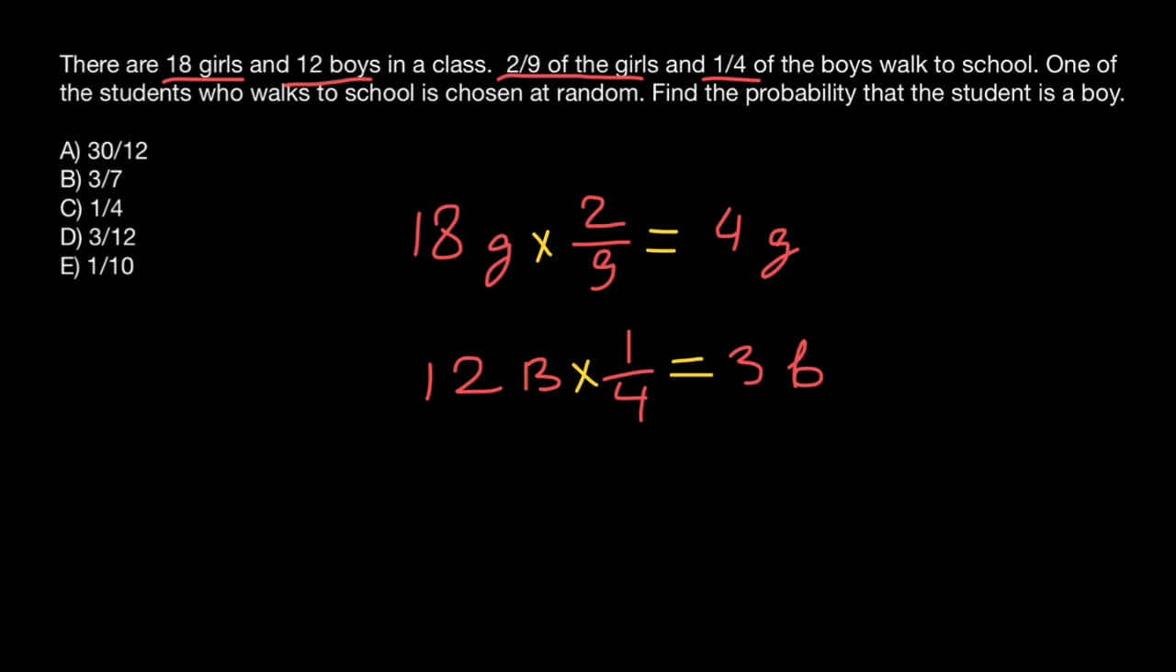So now we know that 4 girls plus 3 boys walk to the school. And this gives us 7 people. And out of these 7 people, 3 are going to be boys. So if we want to choose a random person, the probability that this is going to be a boy is 3 out of 7. And the probability that this is going to be a girl is 4 out of 7.